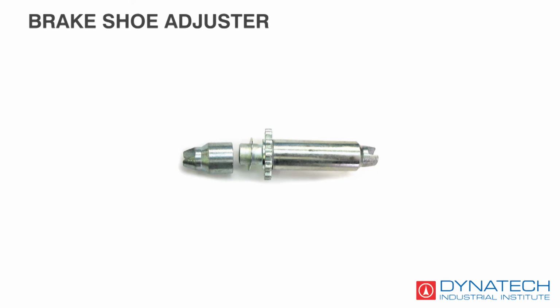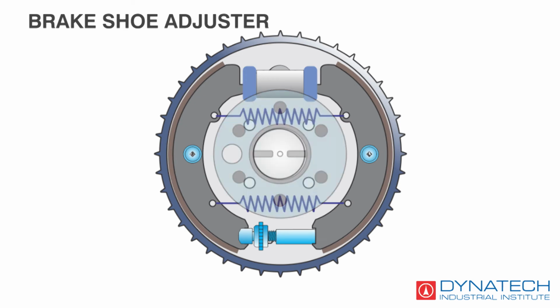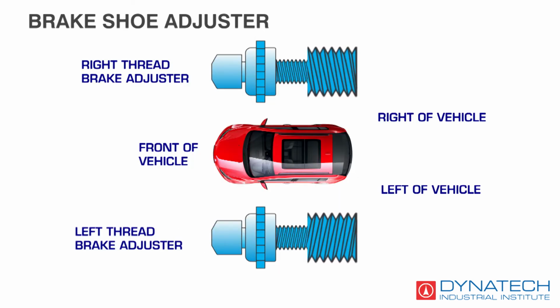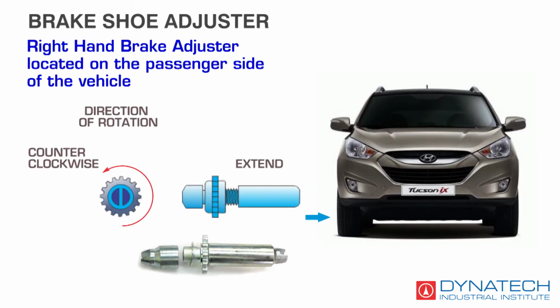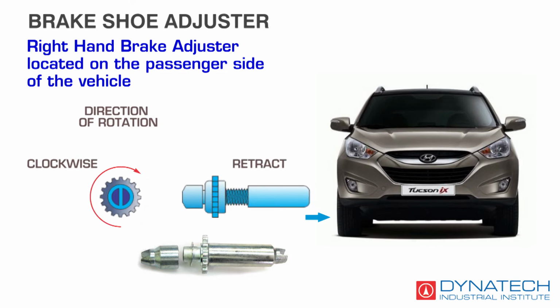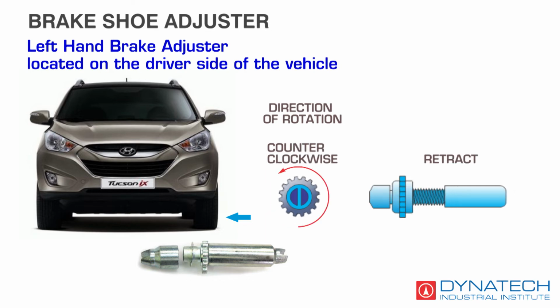Brake shoe adjuster is used to adjust the clearance between the brake lining and the brake drum. There are two types of thread in brake adjusters: left hand and right hand. The right side will use the right thread and the left side will use the left thread. If you turn the adjuster counterclockwise and the adjuster shaft extends, and retracts on clockwise, then that is the right-hand brake adjuster. If you turn the adjuster clockwise and the adjuster shaft extends, and retracts on counterclockwise, then that is the left-hand brake adjuster.